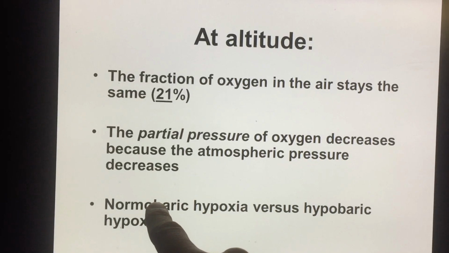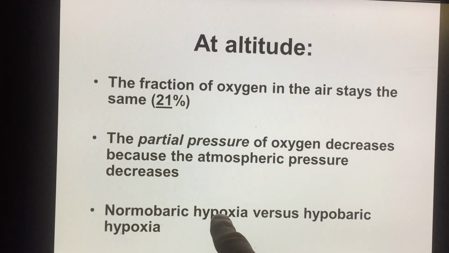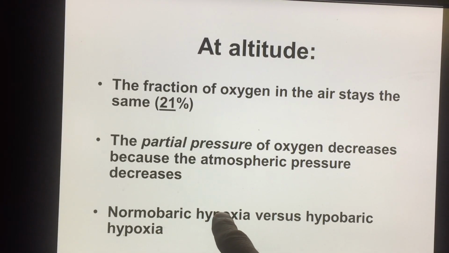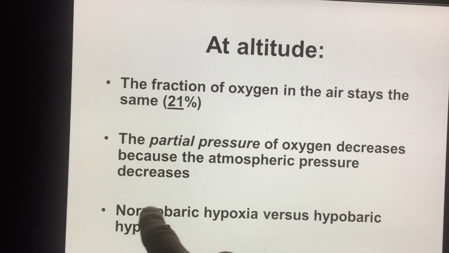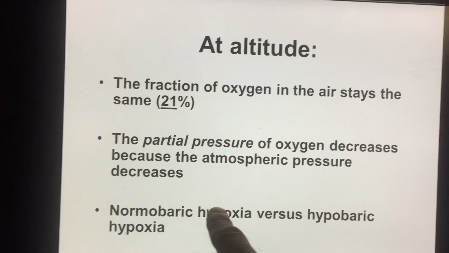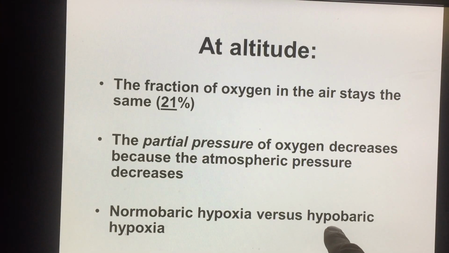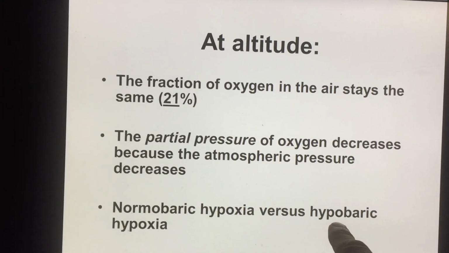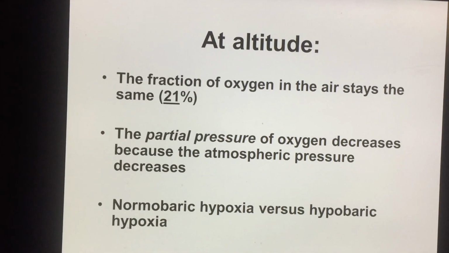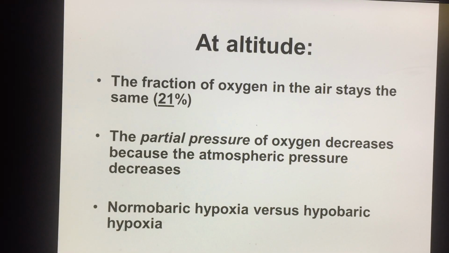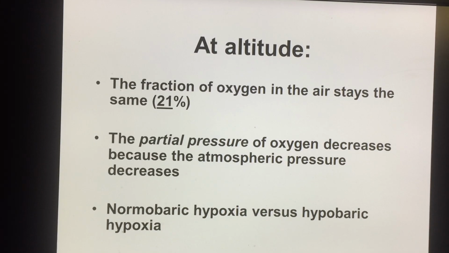Your atmospheric pressure is normal, but your percentage of oxygen in the air is reduced. So this is a way to simulate altitude at sea level, whereas at real altitude, it's actually hypobaric hypoxia, where your atmospheric pressure is reduced and your fraction of oxygen in the air stays the same.